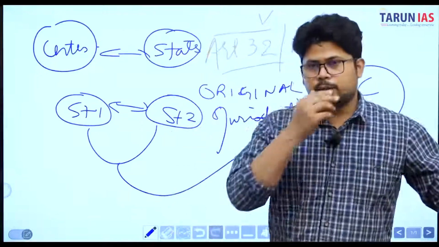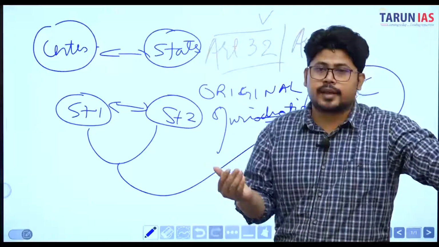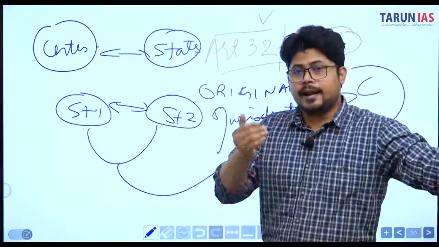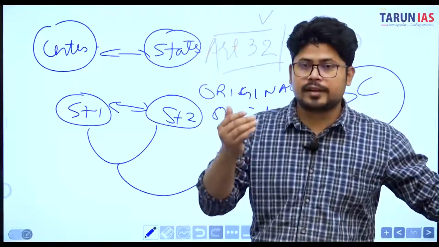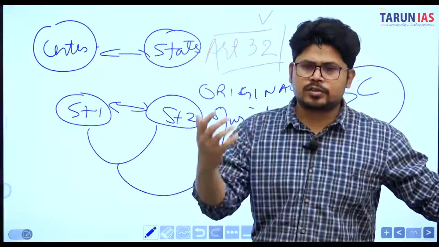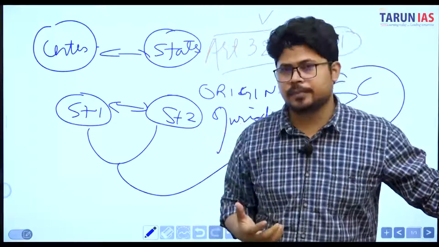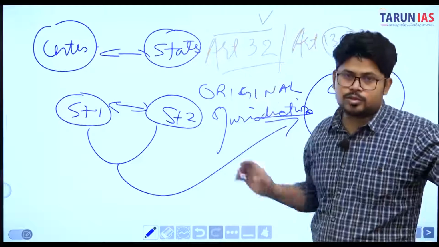So here a conflict arises. Article 263 also says that the Interstate Council shall have the right to investigate into and advise upon cases that involve conflict between the states, of course conflicts that are federal in nature, and the Supreme Court also has the original jurisdiction.